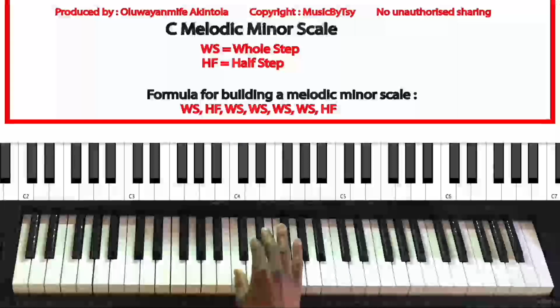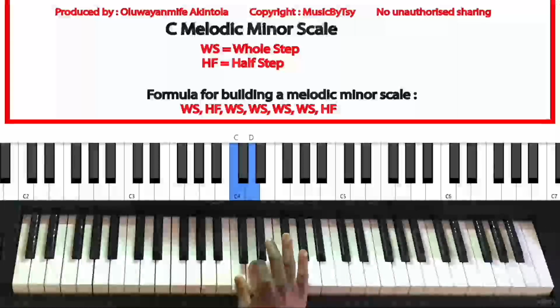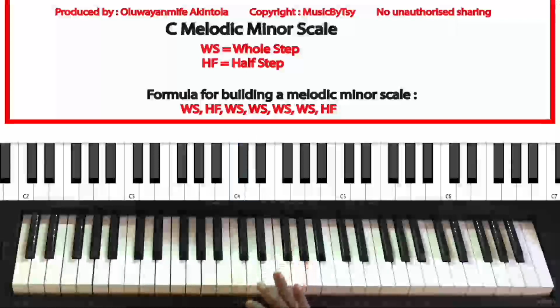Now, whenever you move from one key to another key and you skip one key in between, then that means that you've moved by a whole step. So for example, if I move from the key of C to the key of D, I've skipped the key of C sharp in between. Therefore, this means that I've moved by a whole step. Now, the formula for building a melodic minor scale goes like this. So we're going to use that formula to build the C melodic minor scale.